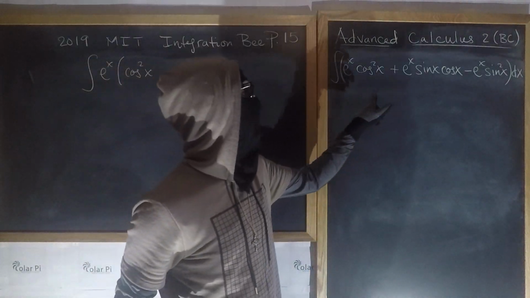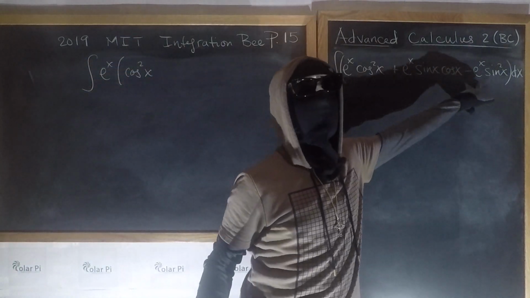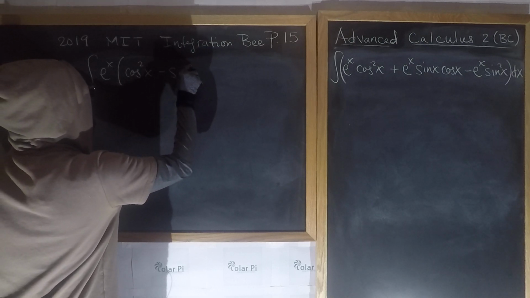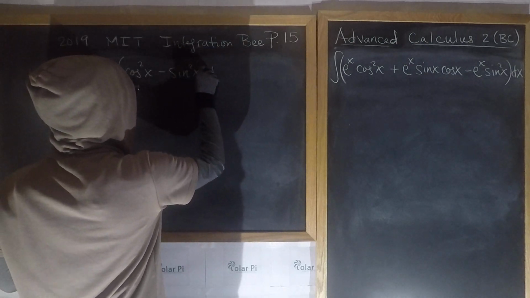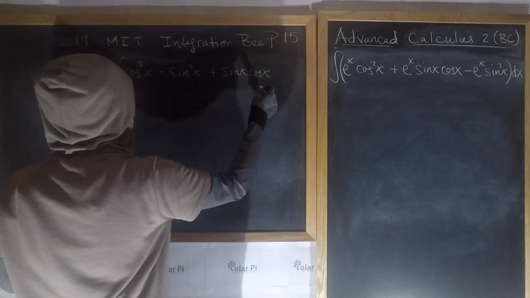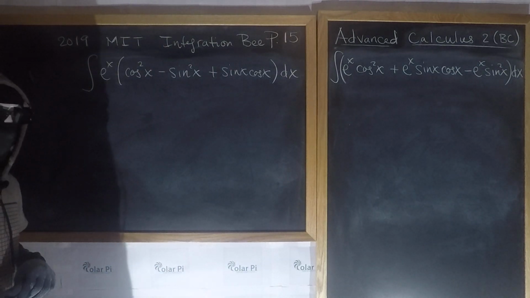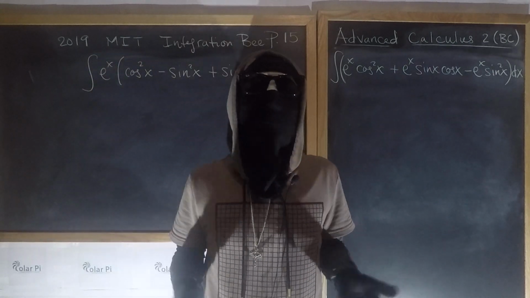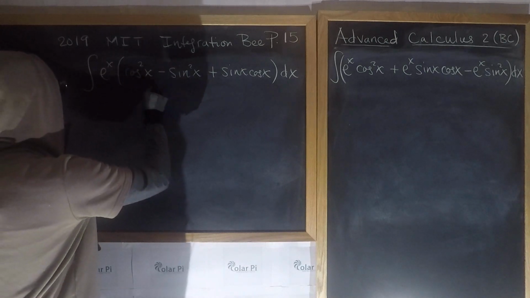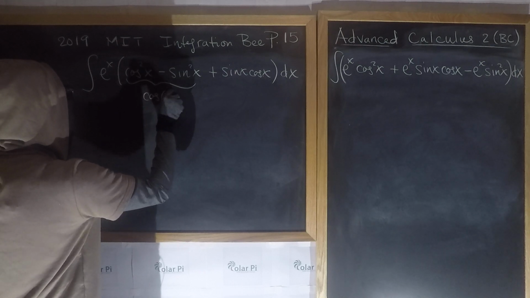And next I should write plus sine x cos x with the e to the x factored out, but I'm actually going to go to the last guy next, which is minus sine squared x, and then I'll write the plus sine x cos x here, and then close my parenthesis and dx. Now remember, cosine 2x has 3 versions, one of which is cosine squared minus sine squared. So this here is cos 2x.